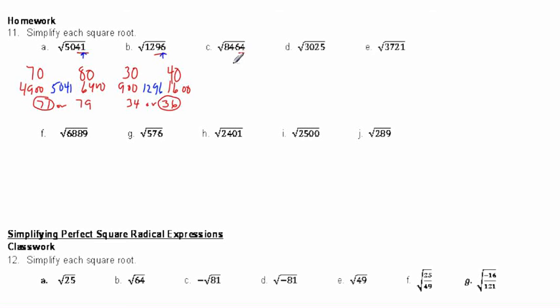Okay, we have 84. So I know that's between 9 and 10. So it's between 90 and 100. So that's going to be 8,100 there and 10,000 there. Double check. Does 8464 land between there?